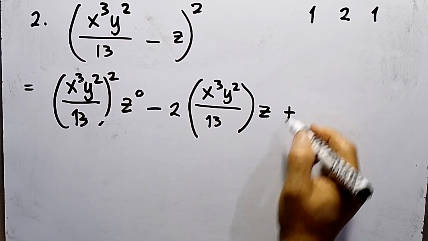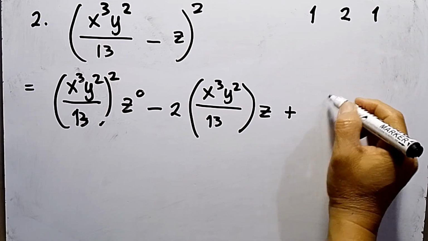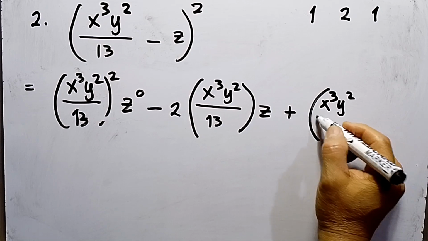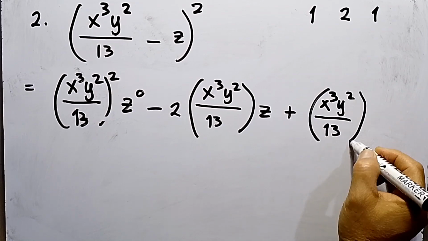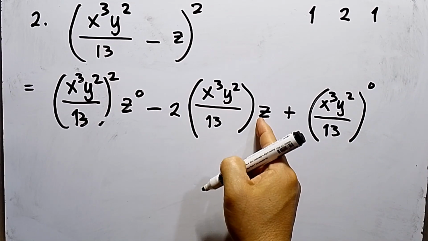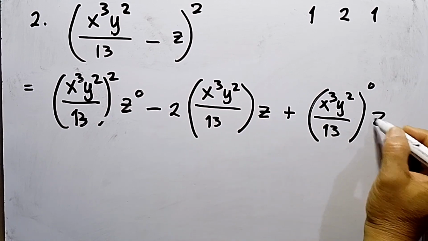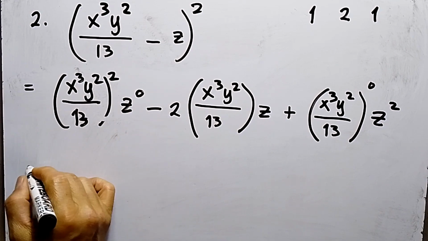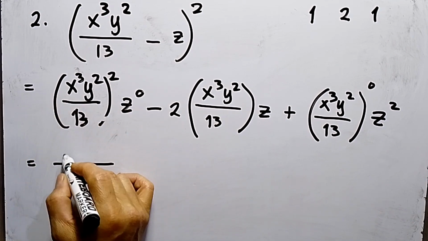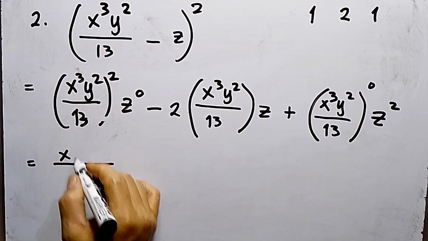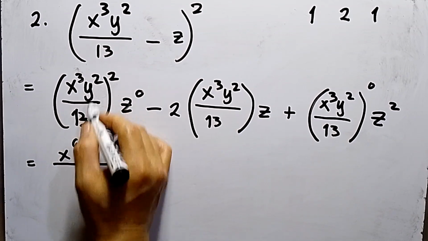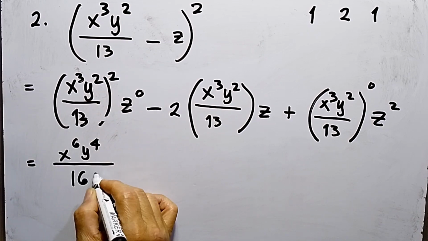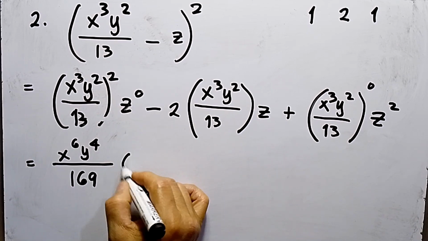And then plus 1 in here, and then the first term will be x cubed y squared over 13 raised to the 0 power, and then this will be increasing, so this will be z squared. Take note, raised to the second power, so we multiply the powers. So 3 times 2 is 6, y to the 4th. Take note, 13 squared means 169. Z to the 0 will be 1.